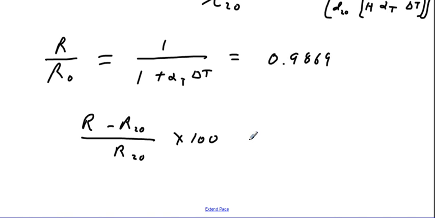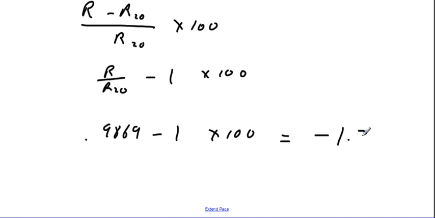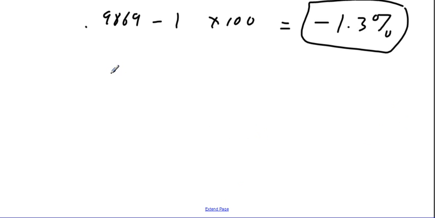And the change due to, so that's going to be R over R at 20 minus 1 times 100. So I'm going to have 0.9869 minus 1 times 100, and I'm going to get minus 1.3%. The percent change only due to thermal expansion. Then I go back and continue and ask myself, well, what is the change due to resistance?